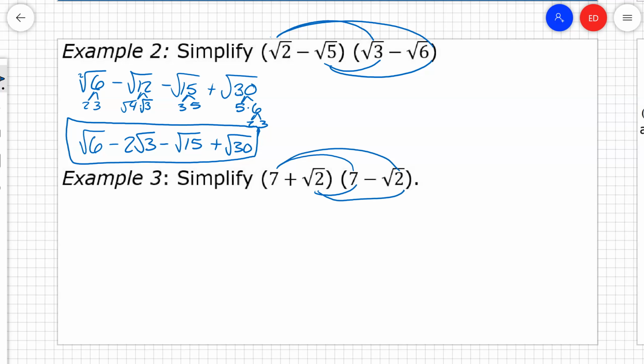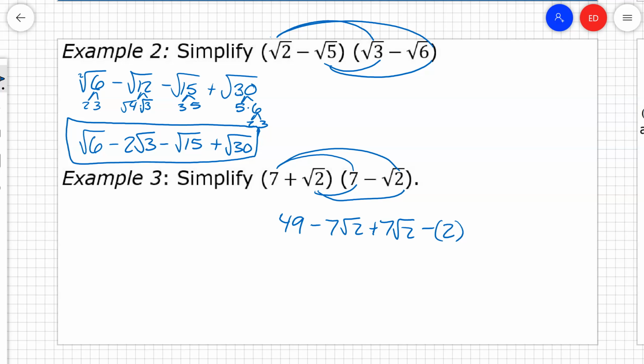Okay, so we're going to have 7 times 7, which is 49, minus 7 square root 2 plus 7 square root 2, and then minus the square root of 4, which is just going to give us 2. Remember, that's square root of 4.